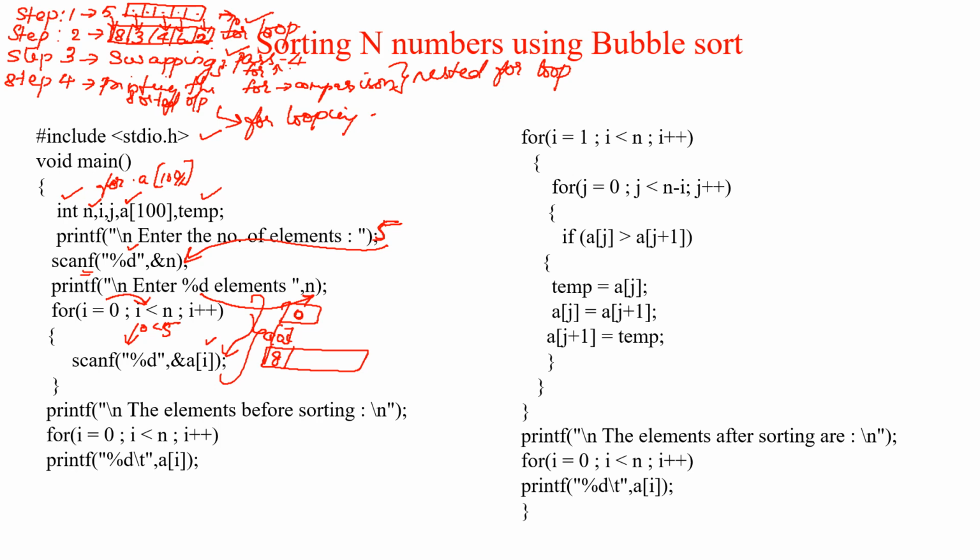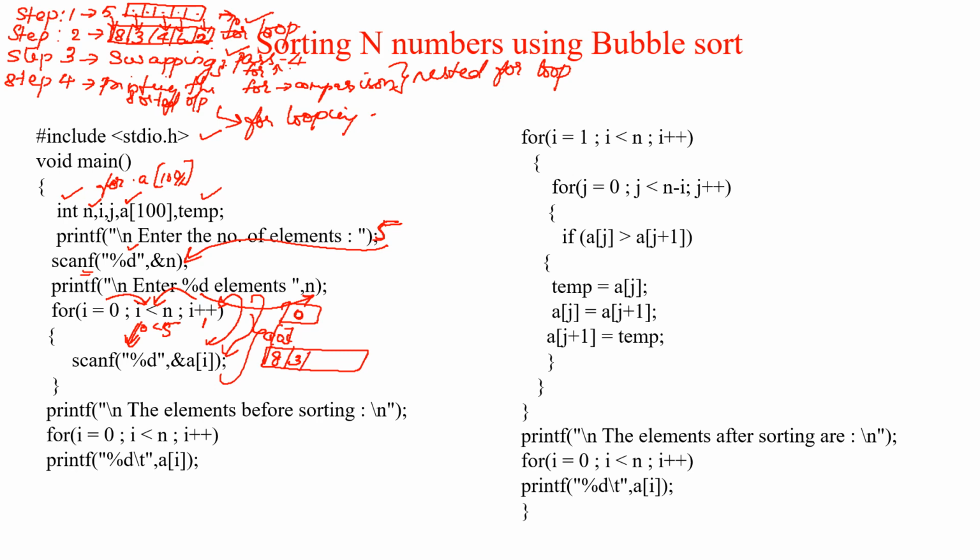Now again after executing, it goes and increments the value of i. Now i will become 1, right? Previously it was 0, it has become 1. Now again it will check the condition whether 1 is less than 5. Yes, the condition is true. Again it enters into the loop and stores in a of 1. Now the current value is a of 1, so the next data will be entered. So this happens.